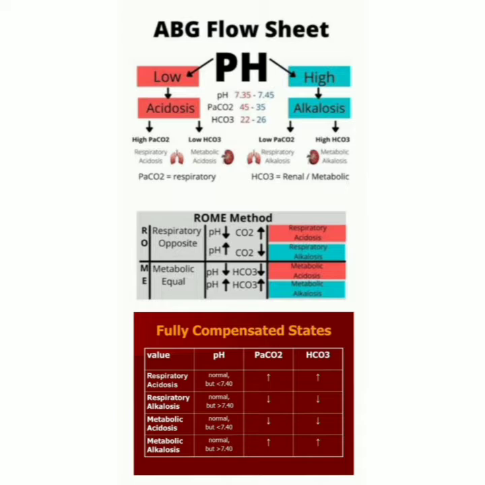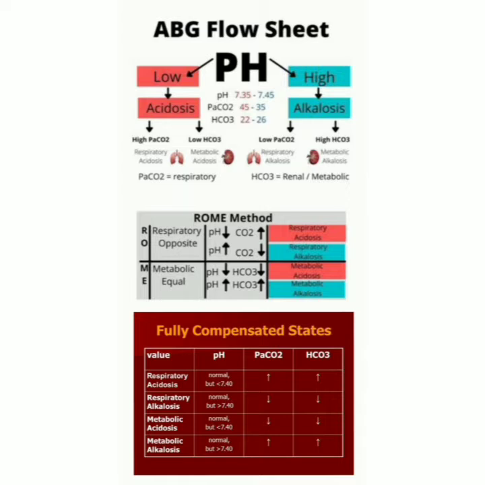Now we see that when pH is low, in the red box, that is called acidosis. When pH is high, in the blue box on the right side, that is alkalosis. That means pH below 7.35 is acidosis and pH above 7.45 is alkalosis.